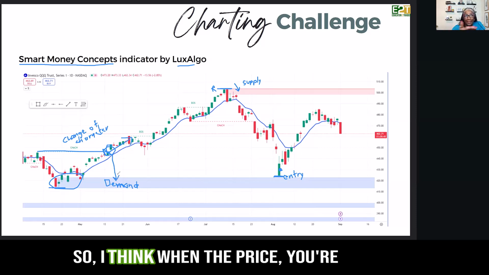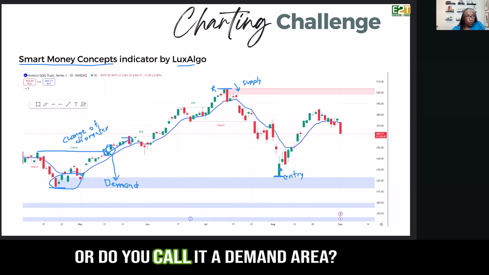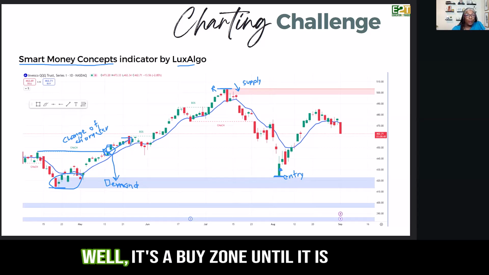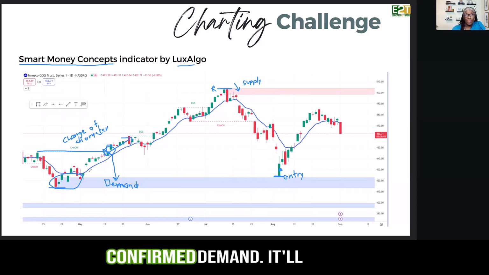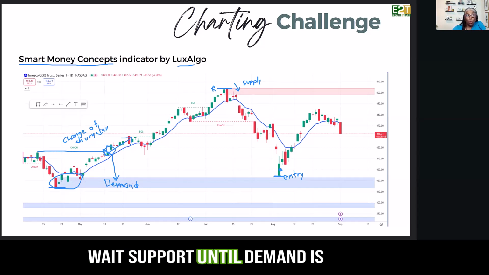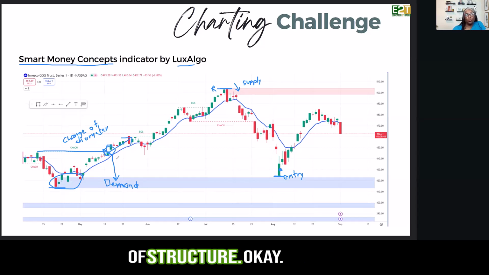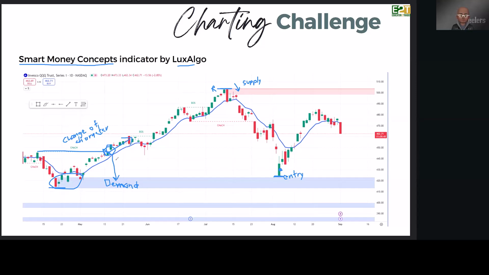So you're asking, do you call this a buy zone or do you call it a demand area? Well, it's a buy zone until it is confirmed demand. Or it's support until demand is confirmed, and demand gets confirmed after it passes this break of structure, okay, or that change of character.